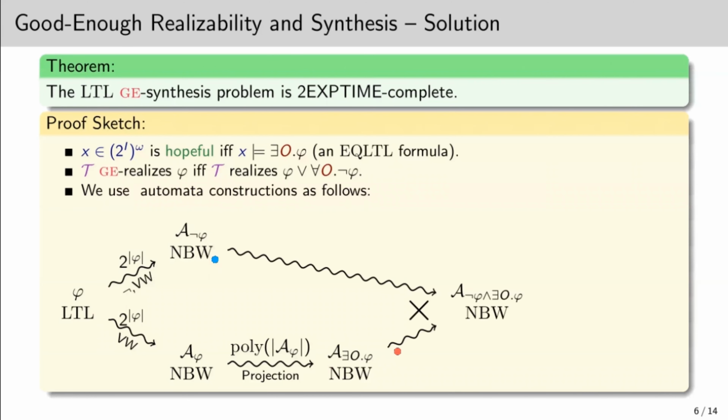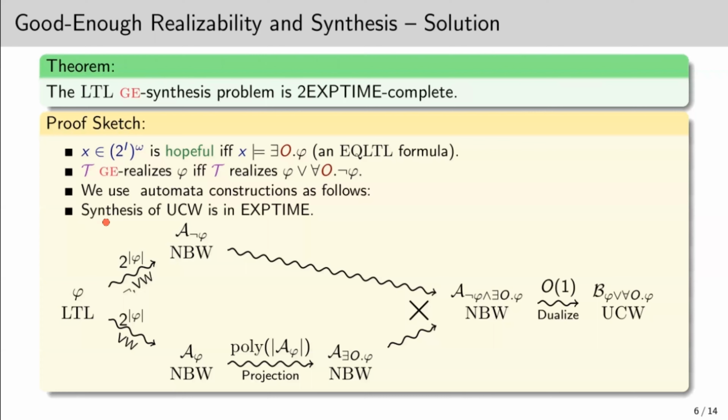We now take the product of this automaton with that of the negation of phi and end up with a non-deterministic automaton for the negation of phi and exists output such that phi. We now take this automaton and dualize it. Instead of a non-deterministic Büchi automaton, we get a universal co-Büchi automaton for the complement language, which is exactly the formula we were looking for. Observe that this involves no blow-up at all. Finally, synthesis for universal co-Büchi automata can be solved in x time, giving us a total of 2x time.